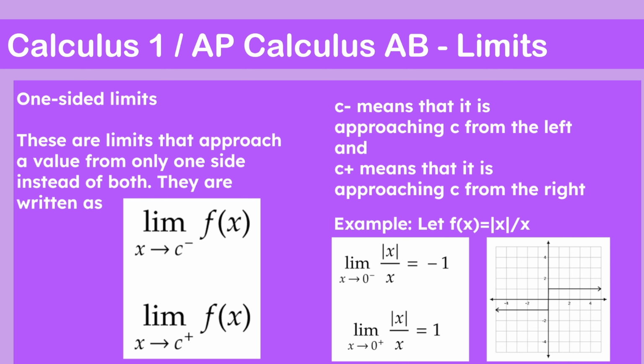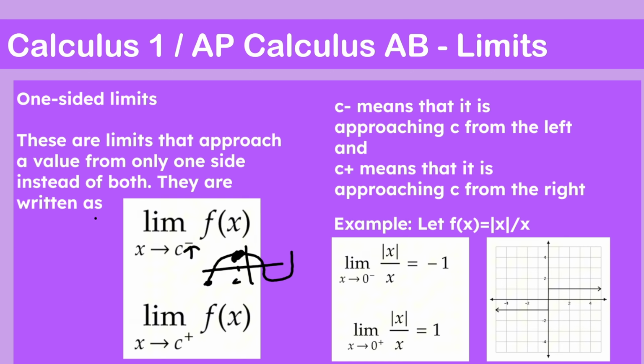So let's talk about one-sided limits. These are limits that approach a value from only one side of the graph instead of both. And they are written as the limit of f of x as x approaches c from the left. So this negative symbol just means from the left. So you're going from the left, so you go to here, and let's say this is c over here. This is c. And the limit of f of x as x approaches c from the right is like you start from here and you go to the right from here.